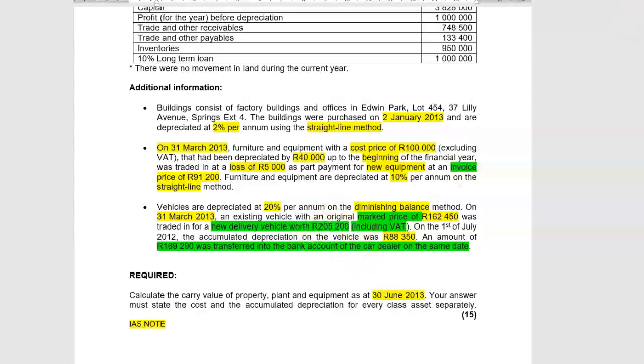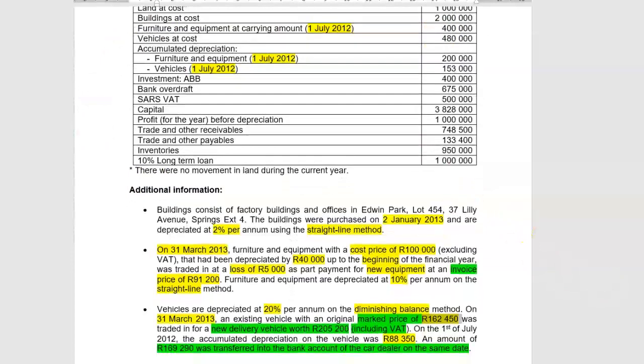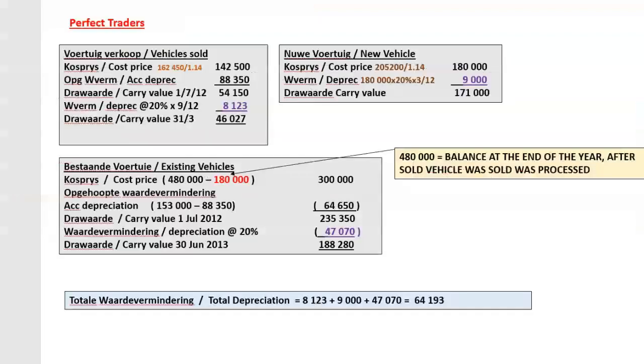The third step in this question is that obviously I haven't sold all the vehicles that I had at the beginning of the year. I only sold one of them, which had that inclusive price of 162,450. So obviously I also have to make provision for depreciation on the vehicles that we haven't sold during the course of the year. So let's have a look at vehicles.